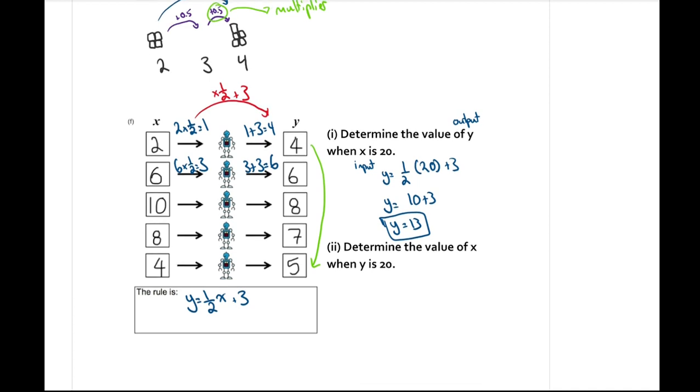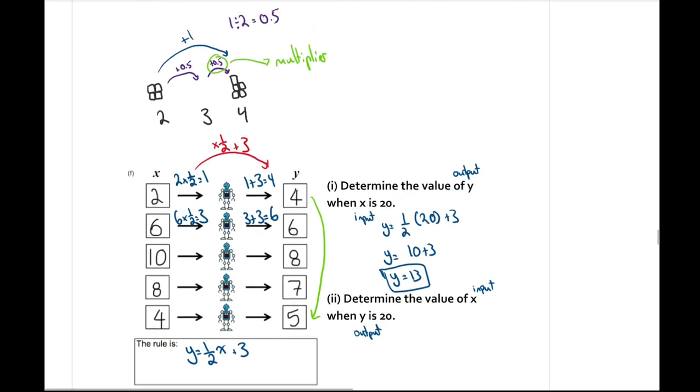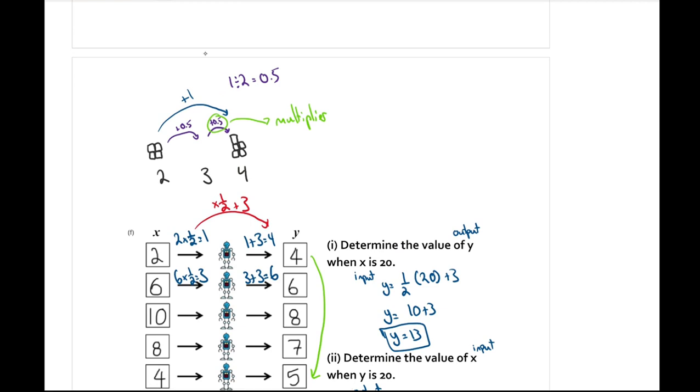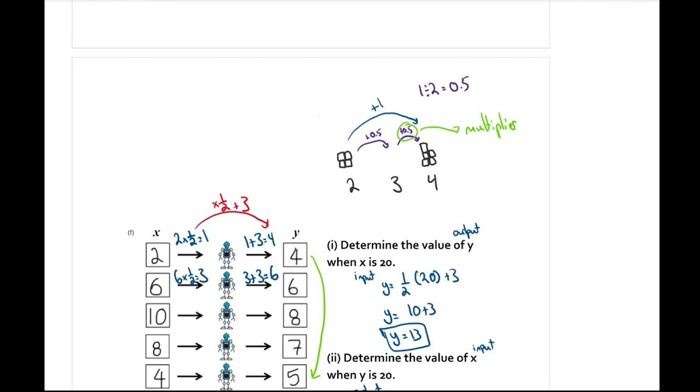For 2, determine the value of x, or our input, when the y value, or the output, is 20. So here we're just going in reverse. So let me move this off to the side here. We'll put in the reverse of our pattern. So the opposite: instead of adding 3, we're going to subtract 3. And then we're going to divide by 1/2.